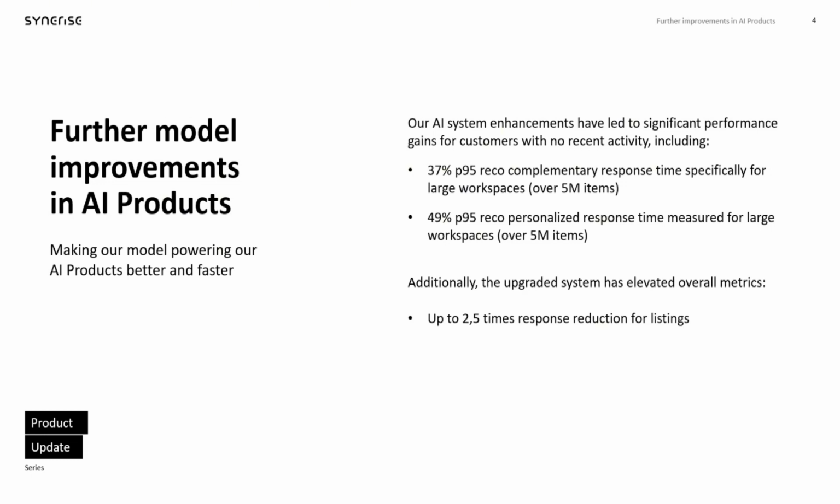For instance, in the area of the recommendation engine, we have achieved significant improvements in decreasing the average response time measured on large workspaces, like those with a few million items. We have achieved almost a 40% decrease of average response time for complementary recommendations. Similarly, for personalized recommendations, we have achieved almost a 50% decrease of the time needed to respond to your requests.